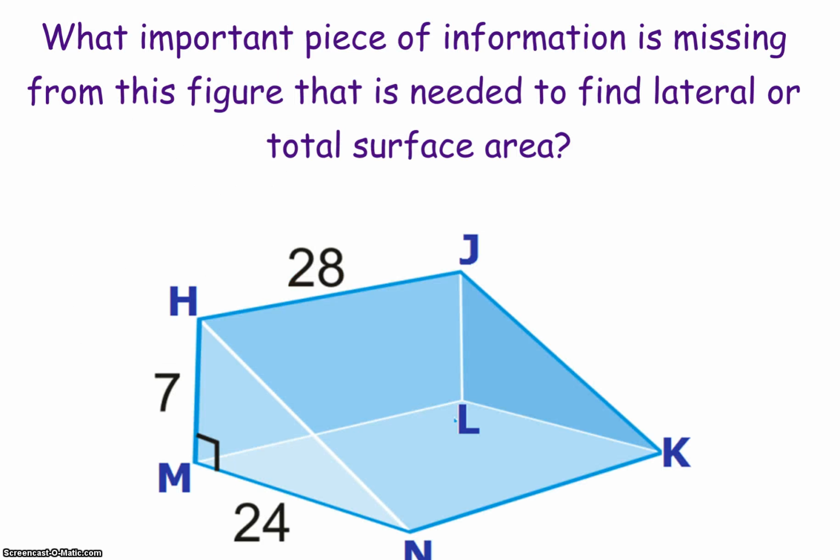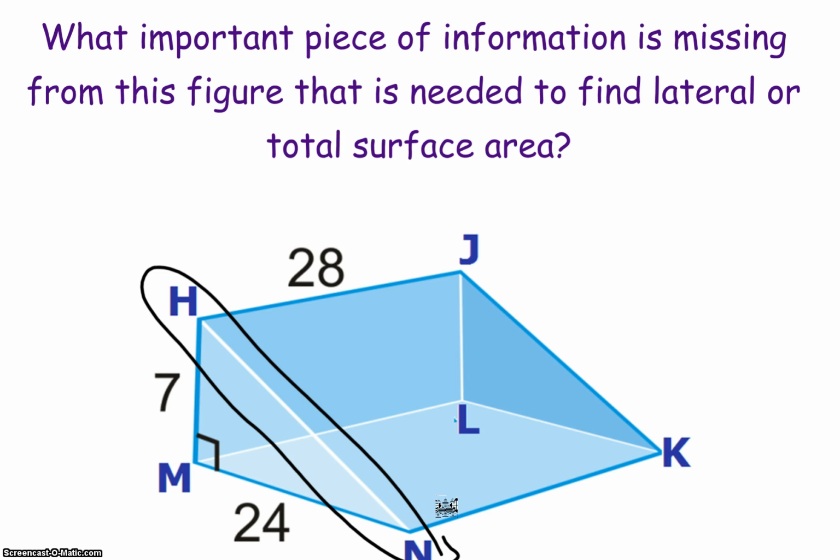What important piece of information is missing from this figure that is needed to find the lateral or total surface area? Okay, so to find the area of the base, we have base times height, and we could divide by 2. We have the length of this, and that would be the same as that. What would be missing? The length of this piece right here. Do you know how to solve that? So we were missing the width of the face.